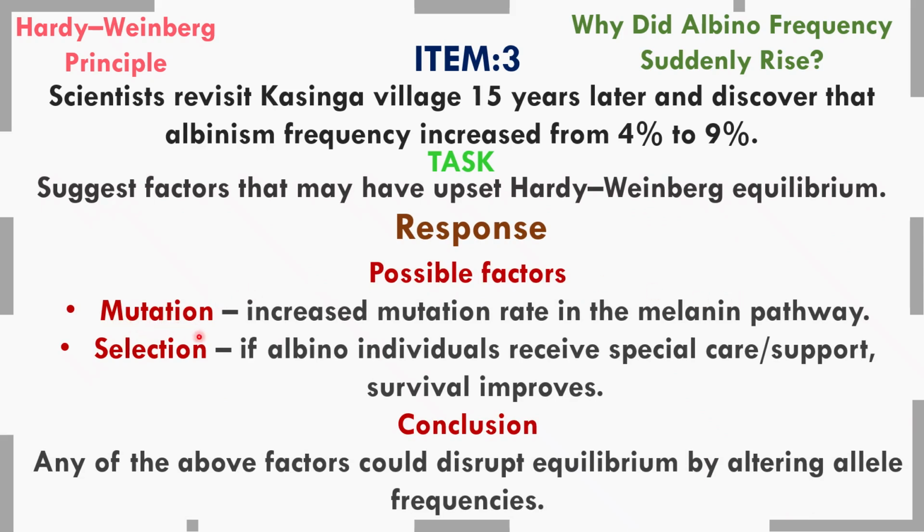Mutation. Increased mutation rate in the melanin pathway. Selection. If albino individuals receive special care and support, survival improves. In conclusion, any of the above factors could disrupt equilibrium by altering allele frequencies.